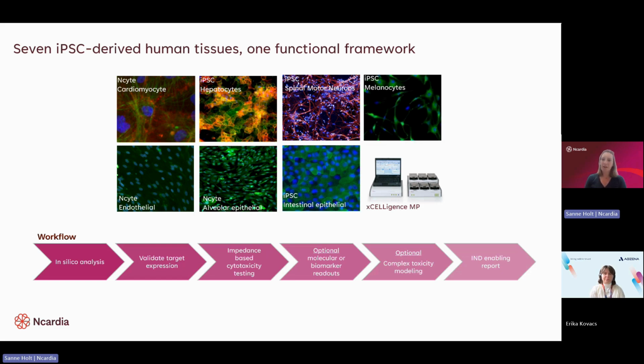So we have the cardiomyocytes representing the heart, we have the hepatocytes for the liver, we have the spinal motor neurons representing the CNS. The endothelial cells are vascular endothelial cells representing your vascular system. The alveolar epithelial cells are your lung, and then we have the intestinal cells for your intestine, and then finally we finish off with melanocytes, being skin, also a tissue where we see a lot of adverse effects, and we felt that needed to be in a safety tissue panel.